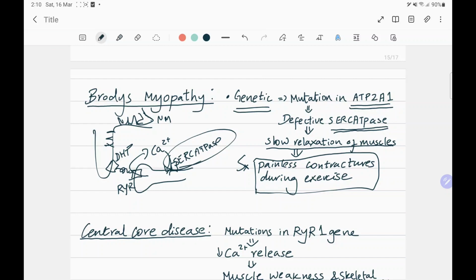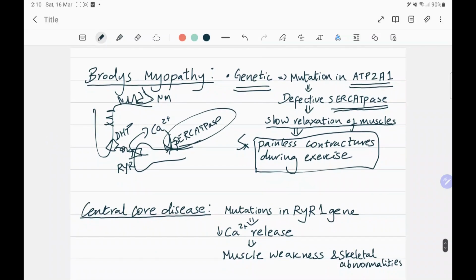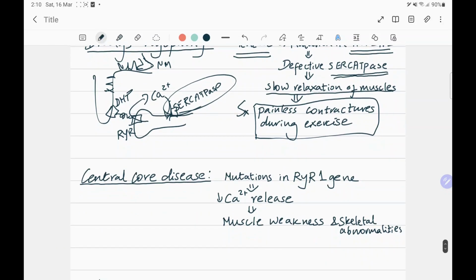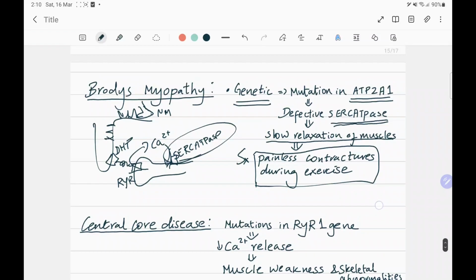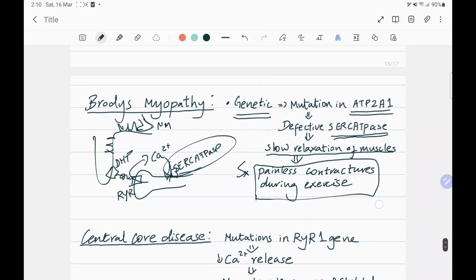Whenever you work the muscle out a lot, there's a lot of action potentials going down because you're exercising and giving a lot of action potentials. So that's going to cause a lot of calcium to be released, and not enough will go back inside, and this is going to cause your calcium to stay in the cytoplasm for a longer time, giving you your painless contractures.